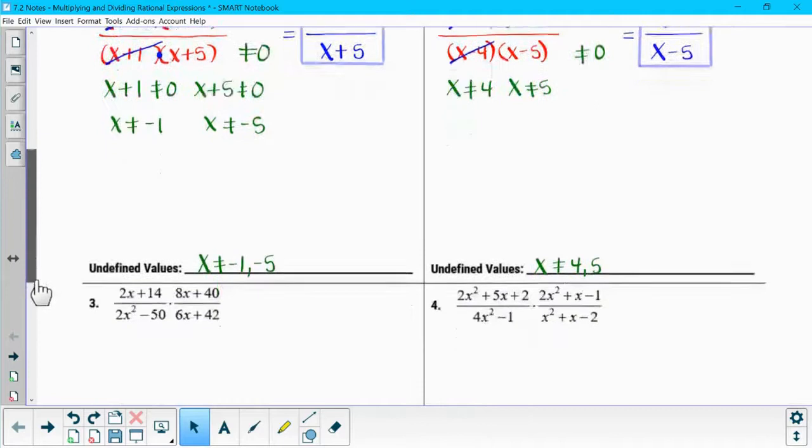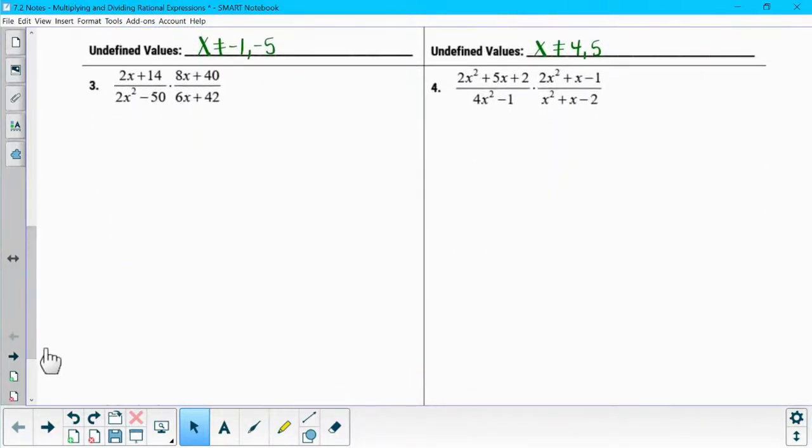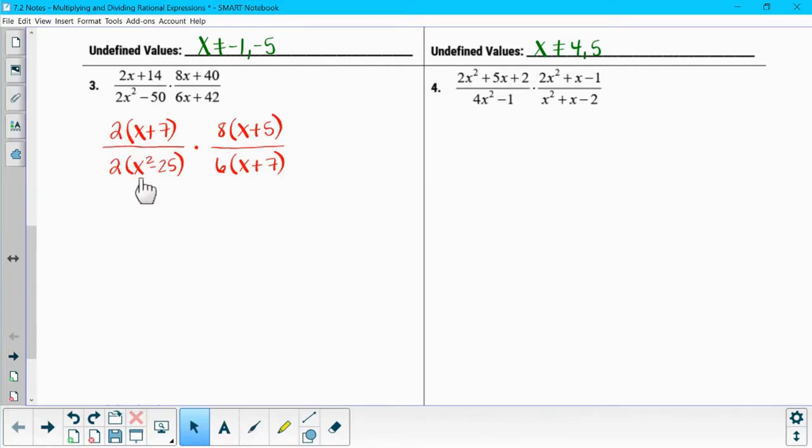Looking at number 3. So we have a little bit more factoring than what we've done so far. First thing, I see a GCF of 2 in this numerator and a GCF of 2 in the denominator. That's going to give me 2x plus 7, 2x squared minus 25, times GCF of 8, 8x plus 5, GCF of 6, 6x plus 7. Now you have to be careful that everything is simplified completely.